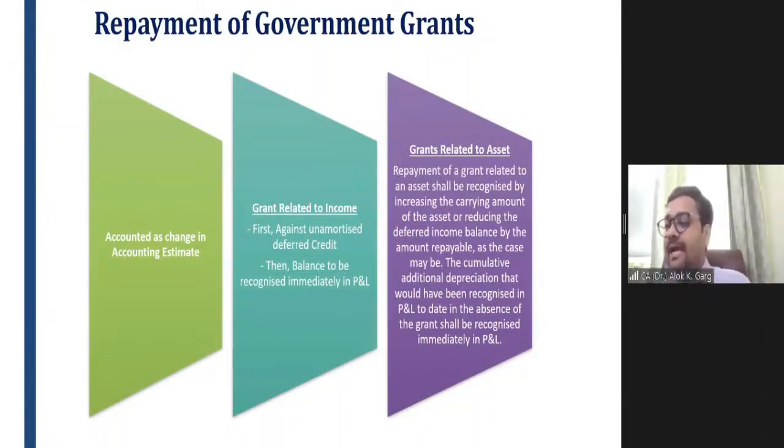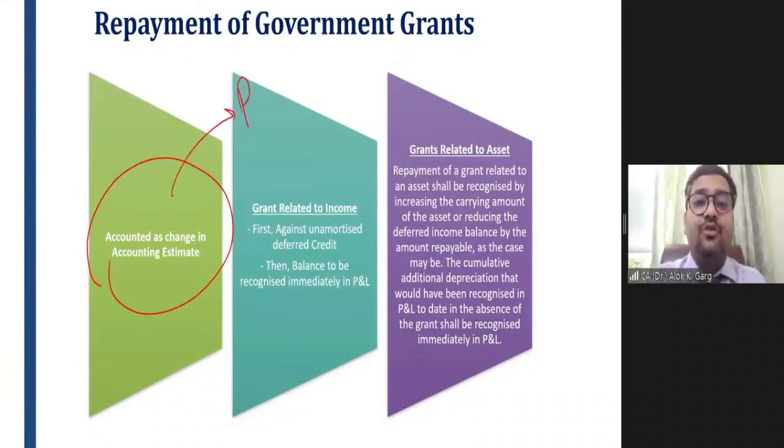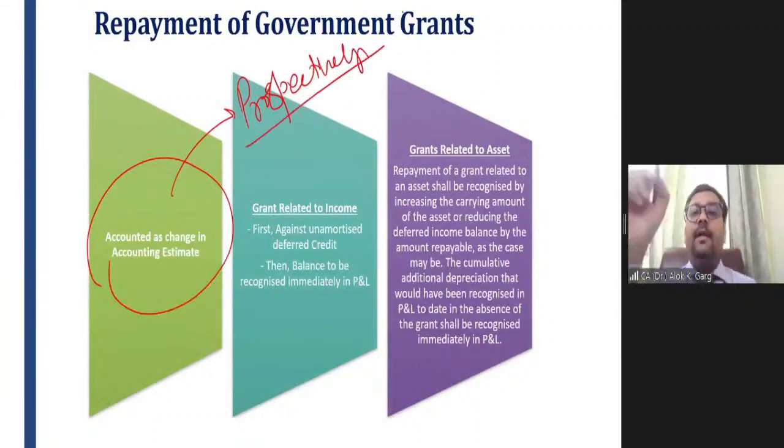So the standard says that if in future the grant has to be repaid due to non-compliance of the condition, it has to be treated as a change in estimate. And when I say it has to be treated as a change in estimate, it has to be applied prospectively. Retrospective restatement is not required.